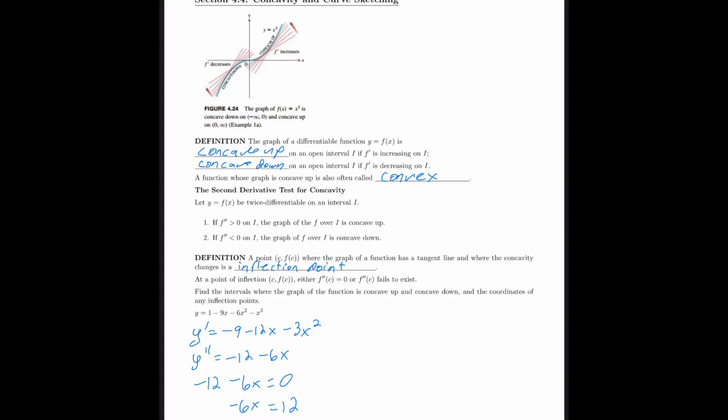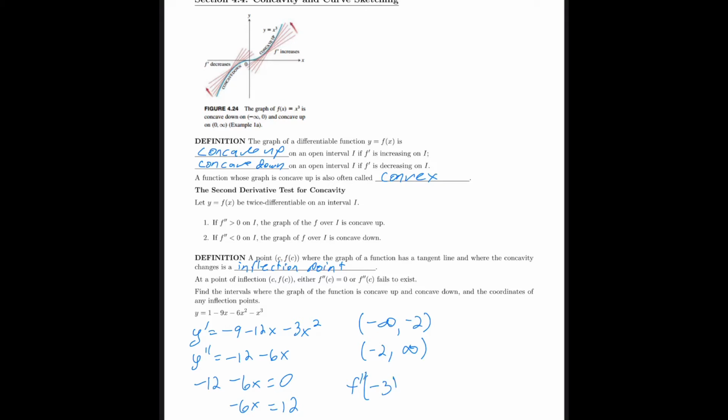So the inflection point is going to happen at x equals negative 2. And then what we want to know is, what happens on either side of that? Based on that, I have two intervals: the interval from negative infinity to negative 2, and the interval from negative 2 to infinity. Those could either both be concave up or concave down, but most likely one of these is concave up and one of these is concave down.